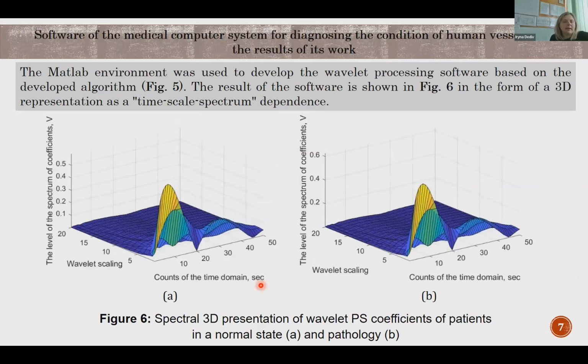The MATLAB environment was used to develop the wavelet processing software based on the developed algorithm. The result of the software is shown in figure 6, in the form of a 3D representation as a time-scale spectrum.